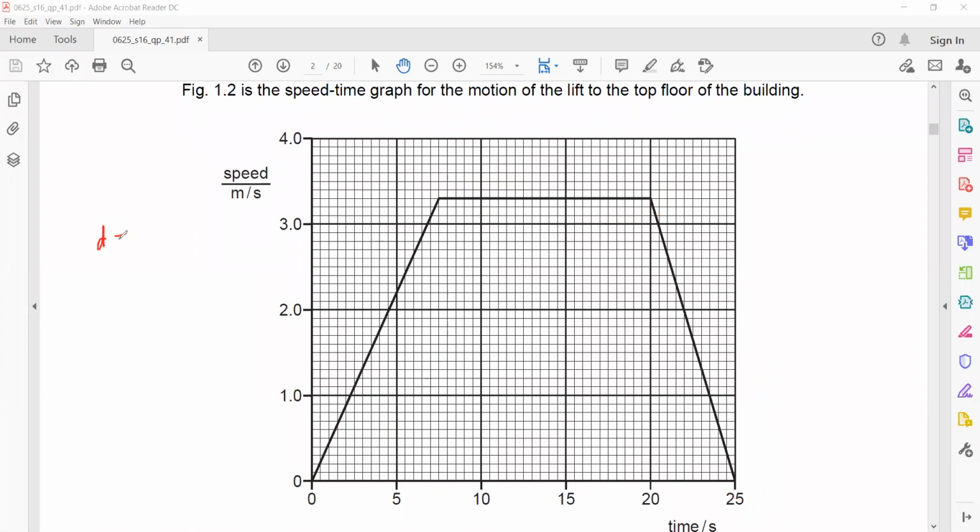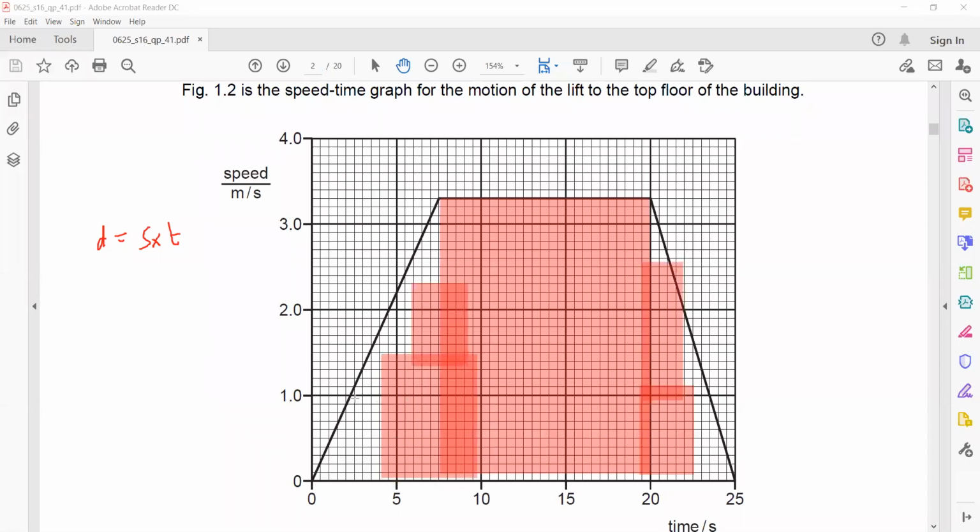So this formula is not valid here. Why is it not valid? Because the speed was not constant. If speed was constant, then you would use this formula for finding the distance in the previous part. And they mentioned use a graph to determine the distance from ground floor to the top floor. Is it clear why this formula, distance is equal to speed multiplied by time, is not valid here? This is only valid if the speed is constant. But in the question, the speed is not constant. That is why we cannot use this formula.